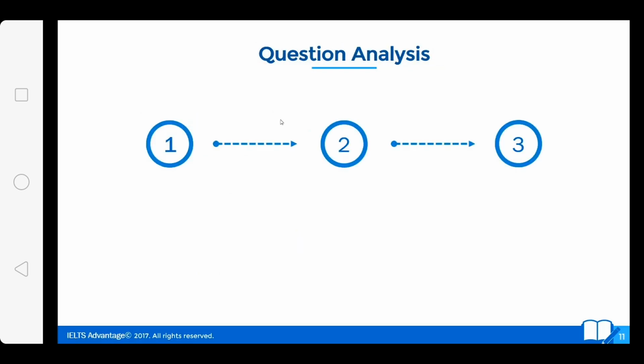Okay, so the first stage is question analysis, thinking about the question. The writing test is not just a writing test, it is a thinking and writing test. If you immediately open your paper and start writing because you think that you're going to run out of time, you are going to get in a lot of trouble. You need to dedicate some time at the beginning to think about the question, plan your answer, and then start writing.